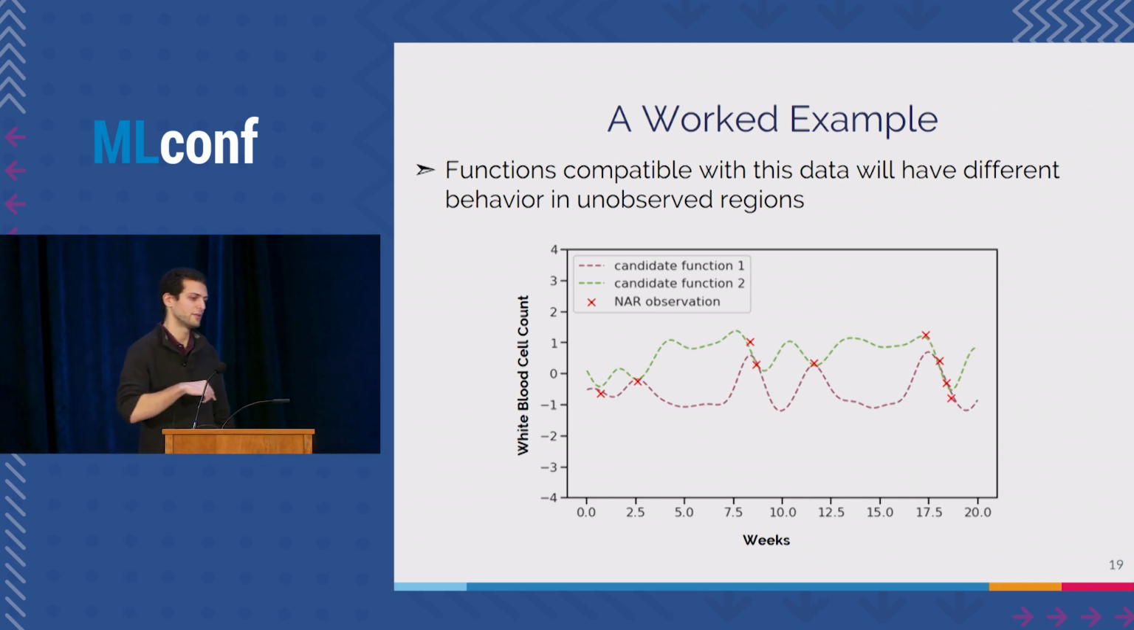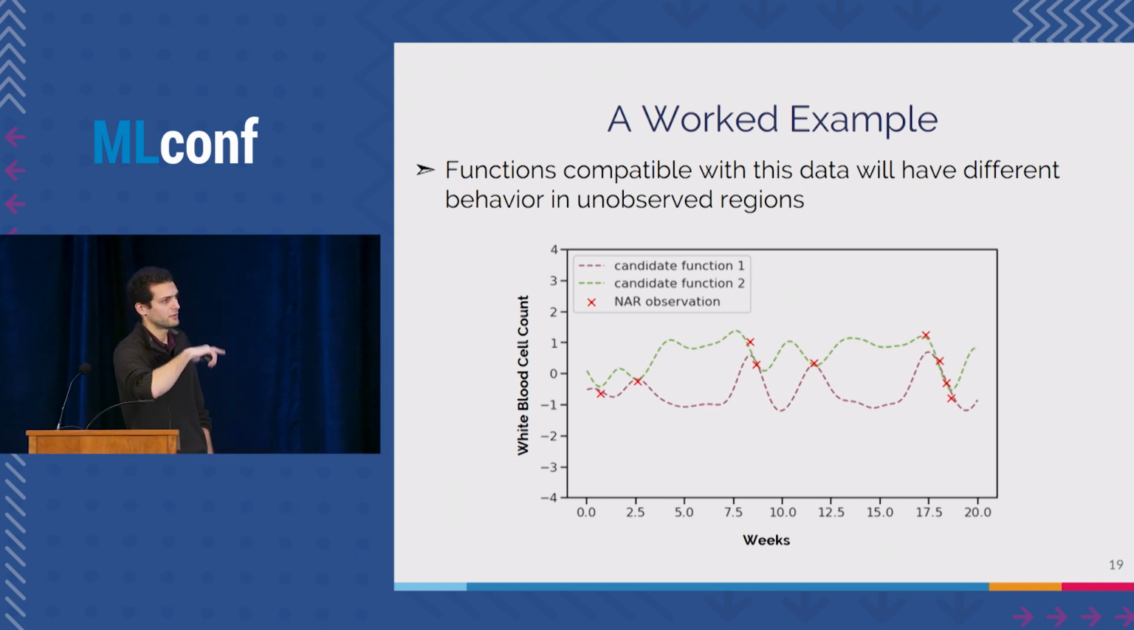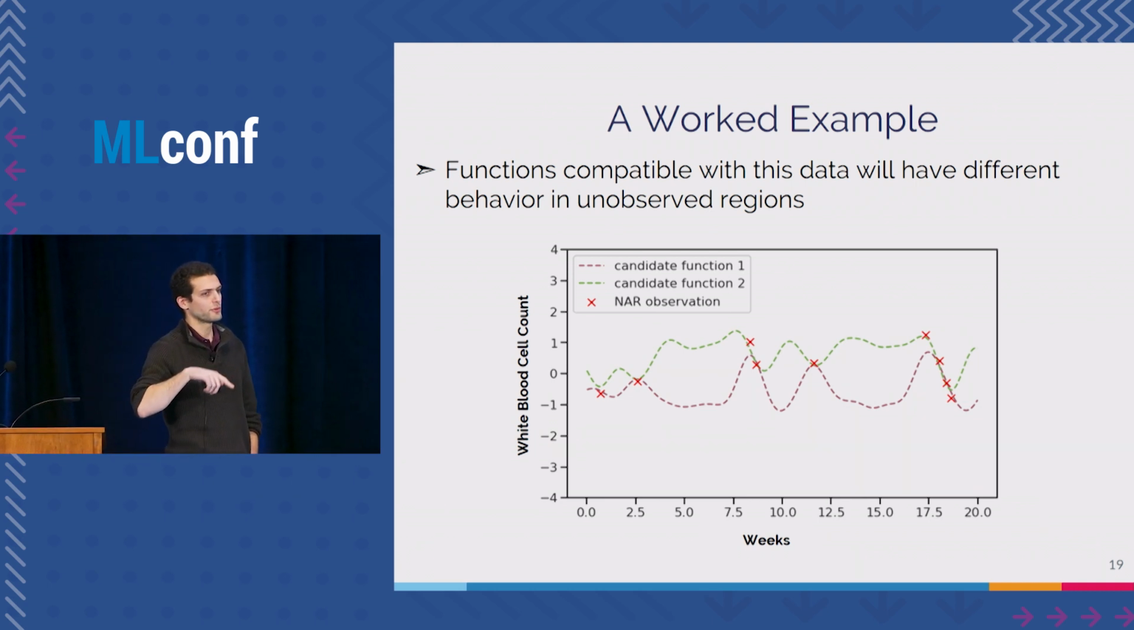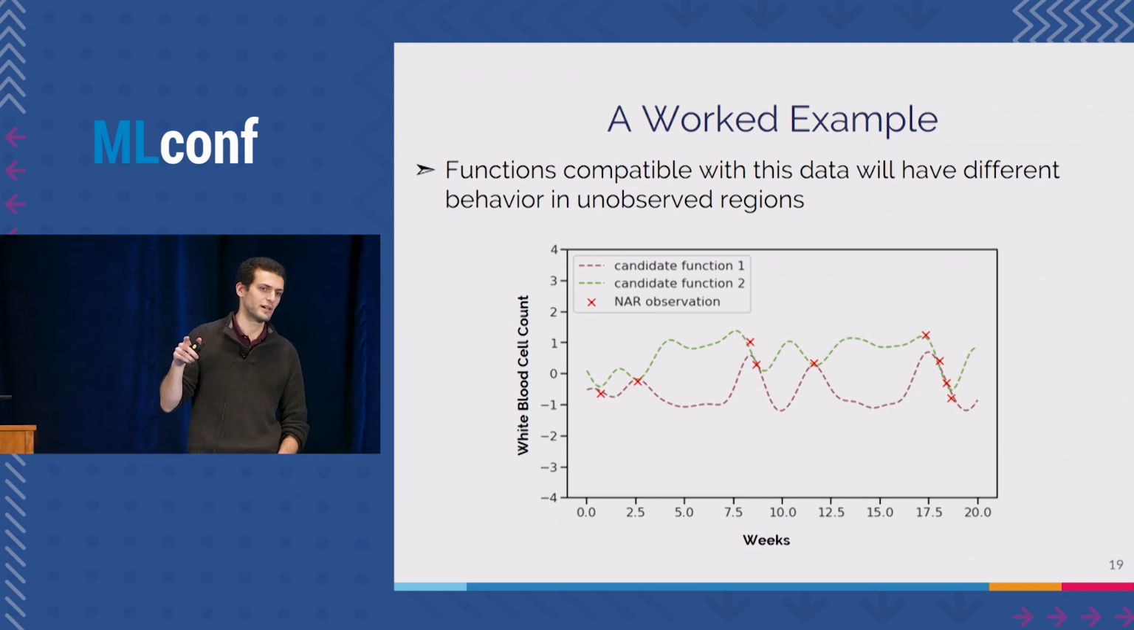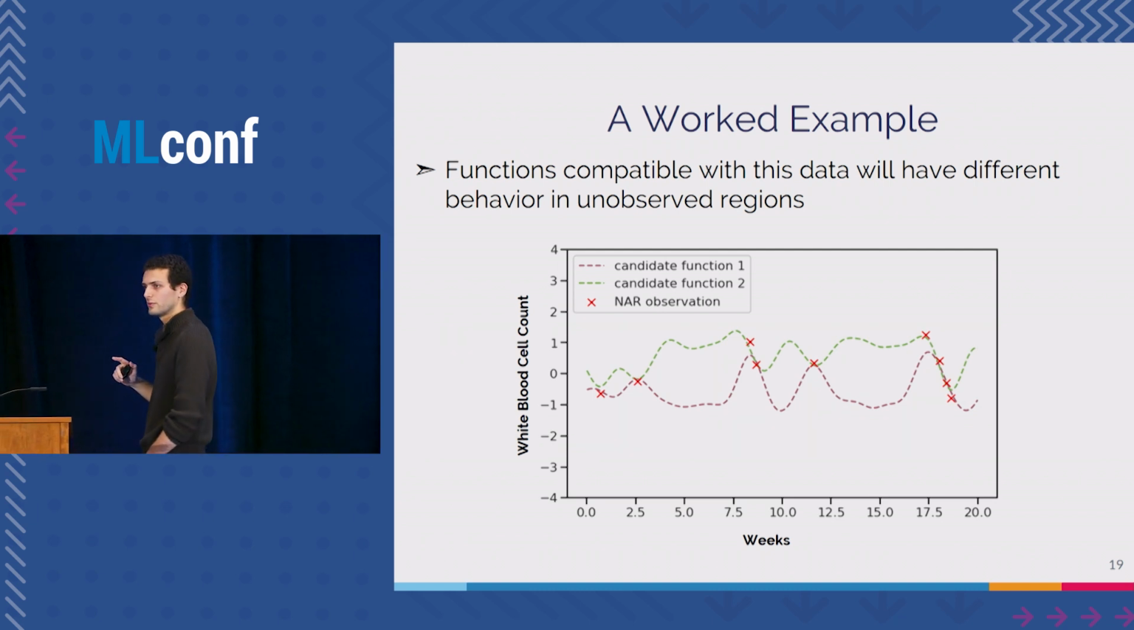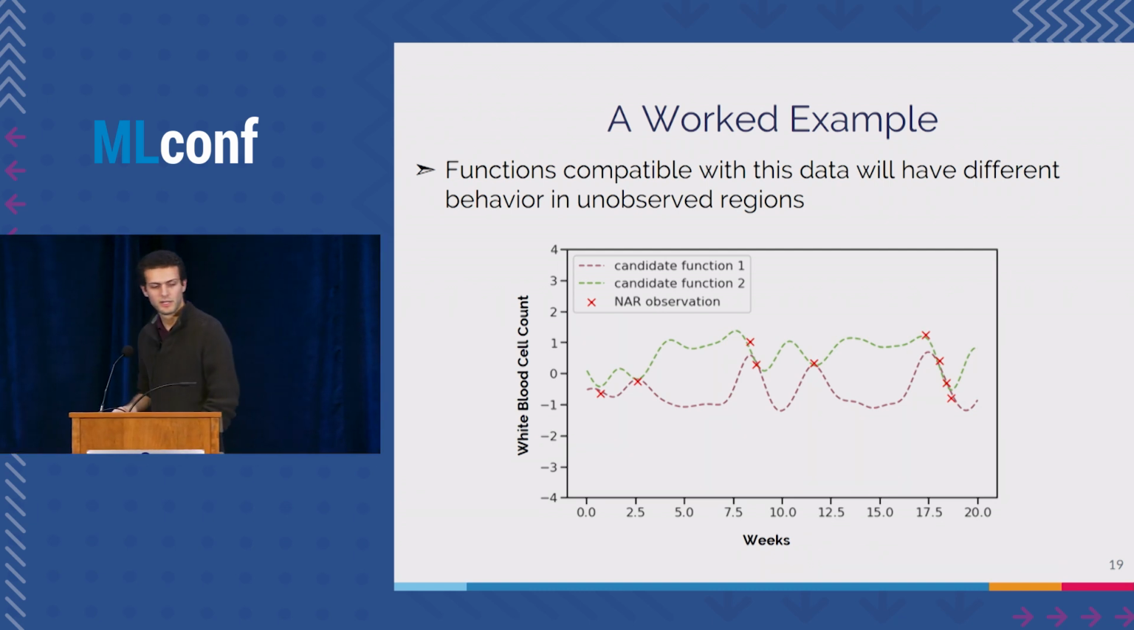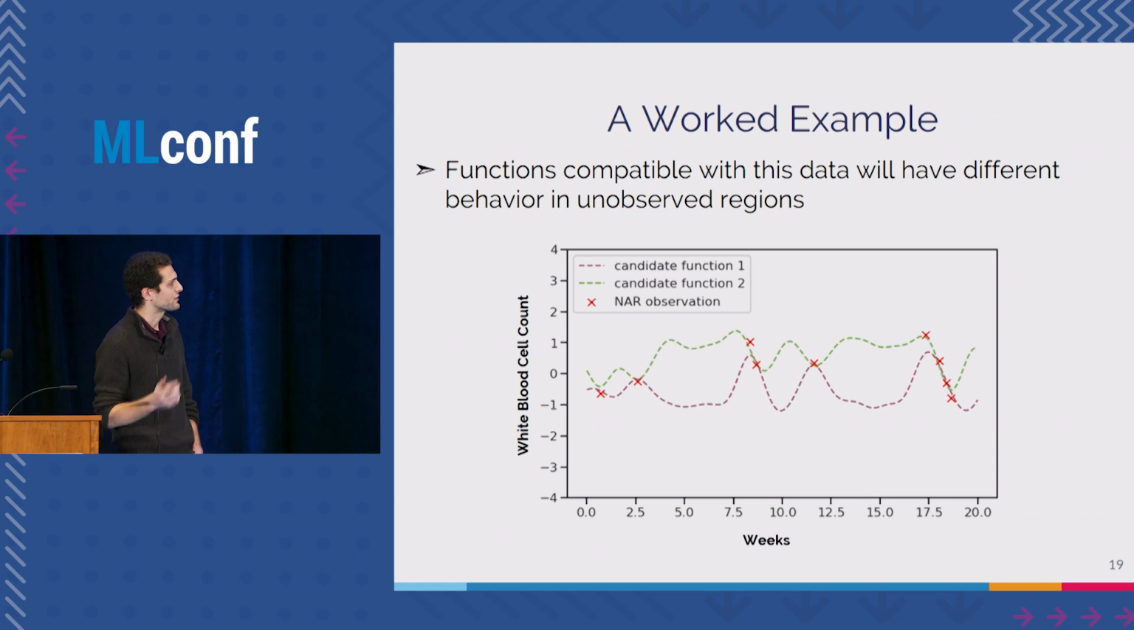So if the green function is true, then we're more likely to see the data when the outcome is low. But if the maroon function is true, we're more likely to see the data when the outcome is high. And we can't tell which one's which without any other information. So we need to bring something else to the equation.